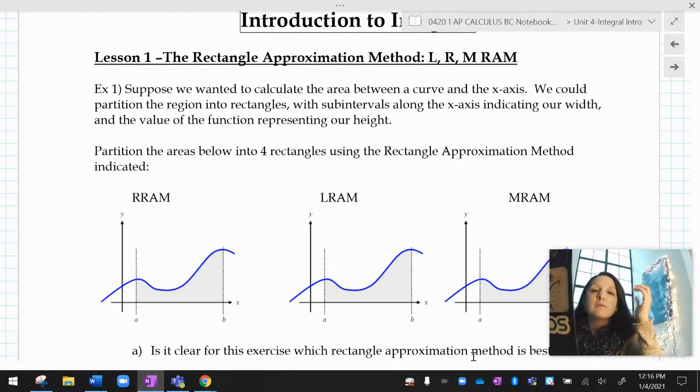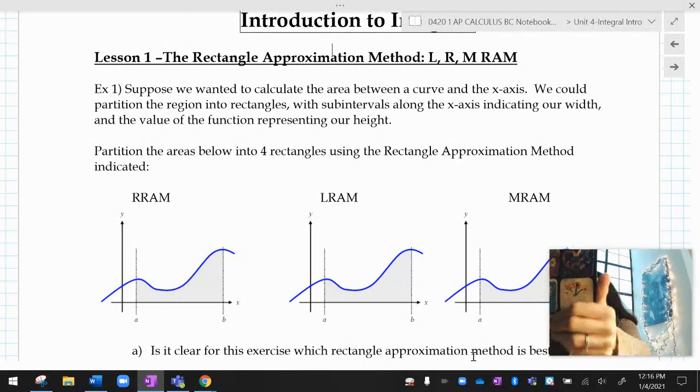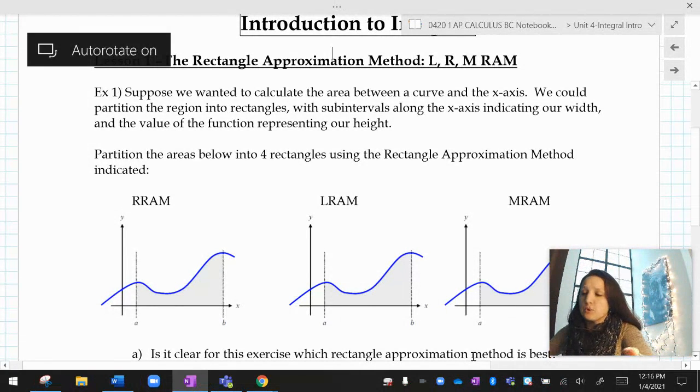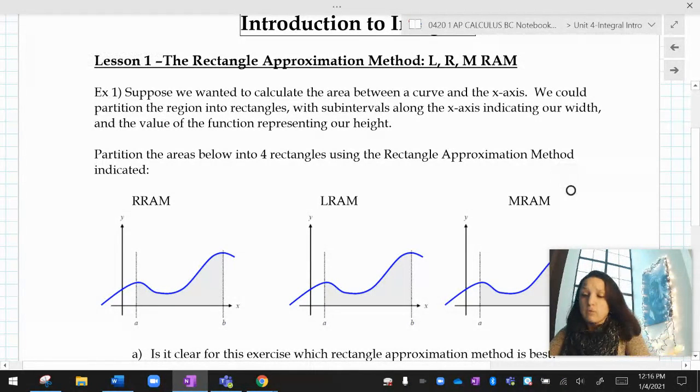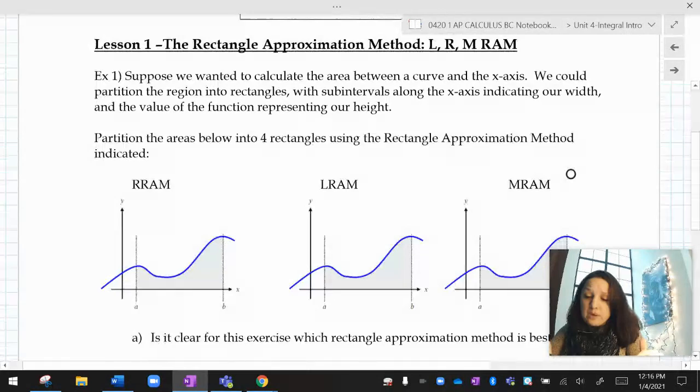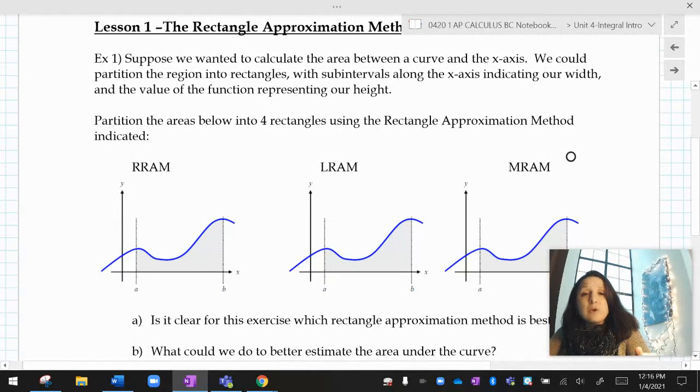This is the beginning of our fourth unit, applications and introductions to integrals. And integrals are really a way to calculate area, and that's what we're going to get into. So the first thing we're going to do is ask, why did anybody need to make this weird integral thing in the first place? Well, it's because we wanted to find the area under the curve.